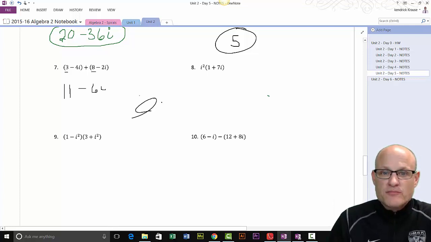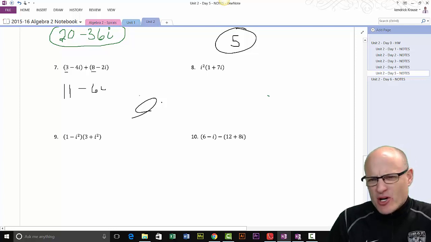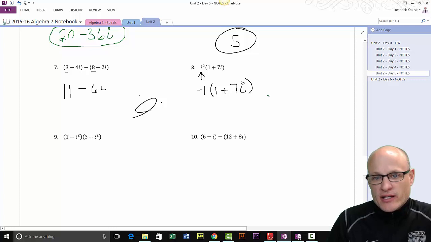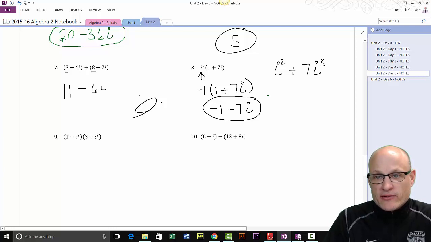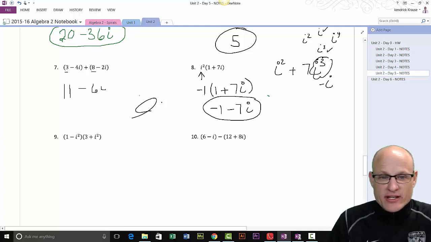Something's not working right. All right, so let's distribute. But if I'm smart, don't I realize that this is just negative 1? And I'm thinking, okay, I can just distribute a negative 1 in there. And I get negative 1 minus 7i, and I'm done. Now, if you don't like that way, let's distribute it. i squared times 1 is i squared, plus 7i cubed. But then you're going to have to remember that i circle: i, i squared, i cubed, and i to the fourth. Well, up here it's i, so down here it's negative i. So really this is negative i, and that gives you that negative 7i.